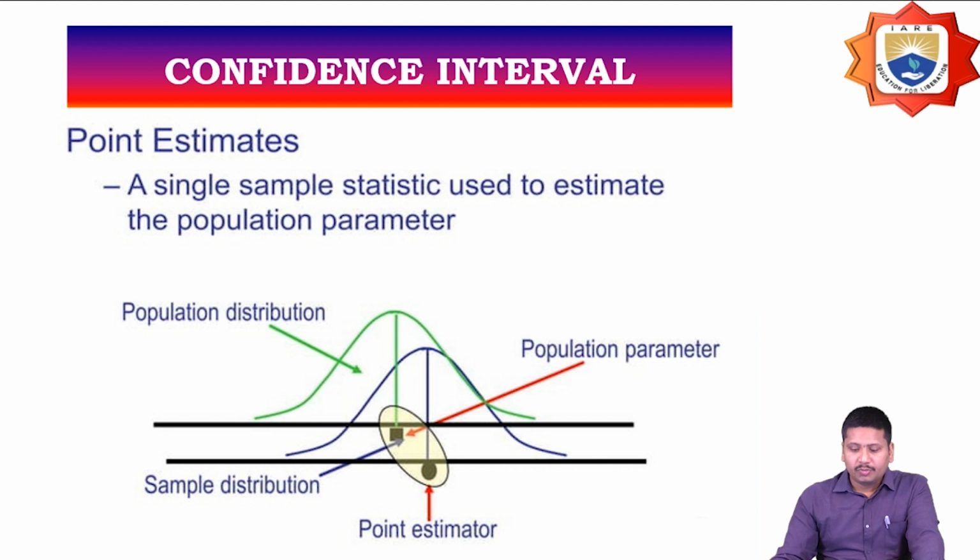So a point estimate is a simple sample statistic that is used to estimate the population parameter. In this graph, the green curve is the population distribution, with the population parameter at its center, and this is the sample distribution. The middle of this graph is what I consider the point estimate.